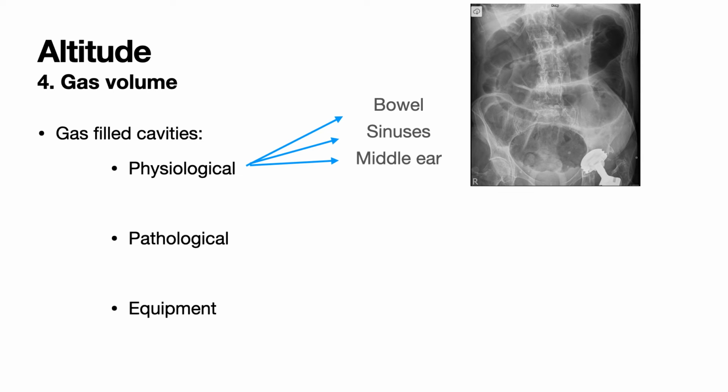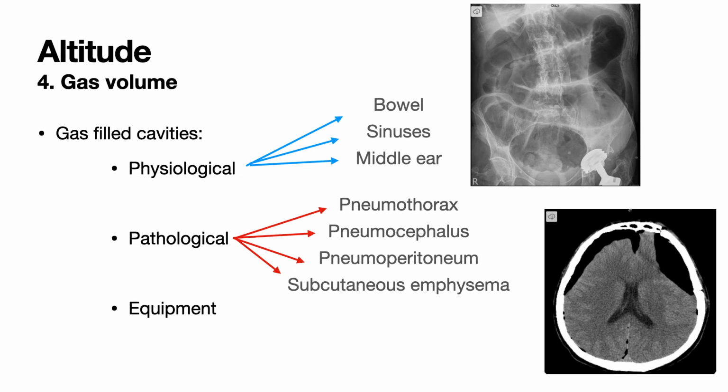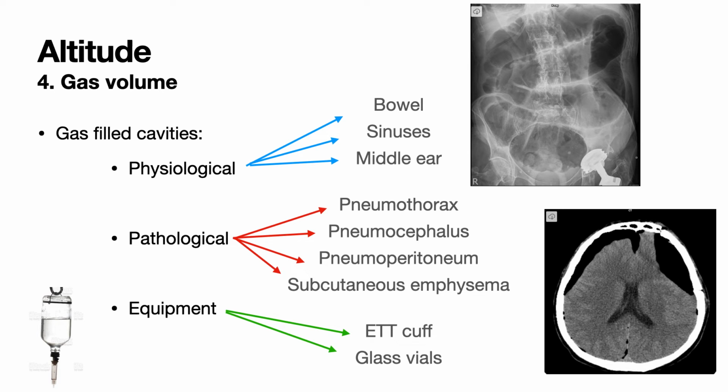This X-ray obviously shows someone with bowel obstruction, which is clearly pathological, but in this case you're going to want to make sure the patient has an NG tube before you ascend to altitude, just to equalise that pressure. Some pathological examples of gas-filled cavities are things like a pneumothorax, pneumocephalus, pneumoperitoneum following trauma or surgery, and subcutaneous emphysema. And then equipment examples might be things like your endotracheal cuff and glass vials.